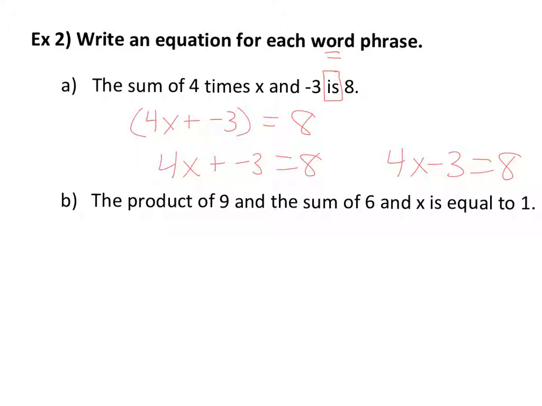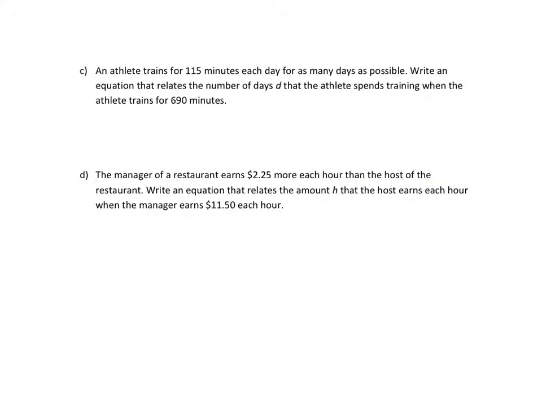The product of 9, so the product means multiply, and the sum. Okay, so I'm going to go ahead and start 9 times, sum means parentheses with addition, of 6 and x. Now this one's a little easier, is equal to, but again, there's that is word popping up, okay? So is equal to 1. All right, let's go and flip over to the next.